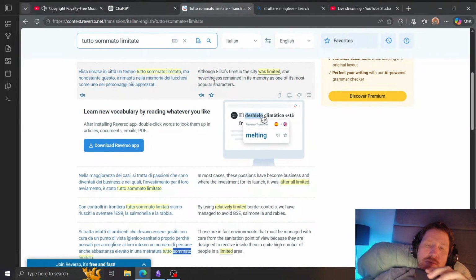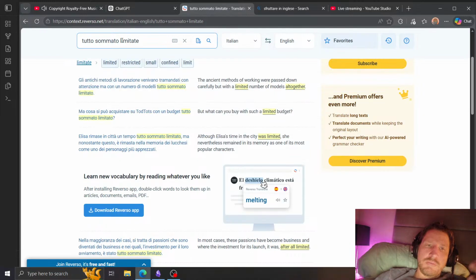Of course. So let's break it down. Tutto sommato just means all in all or overall. Limitato or limitata means limited. So together it's like saying overall, albeit limited. And yes, it must agree with the noun.